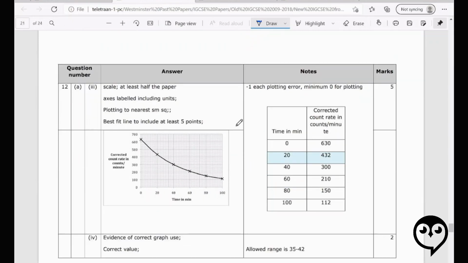Okay, and then your graph should look like this. So corrected count rate. You are not graphing the counts. You are graphing the ones that have had 30 subtracted from them already, and your graph should look like that.